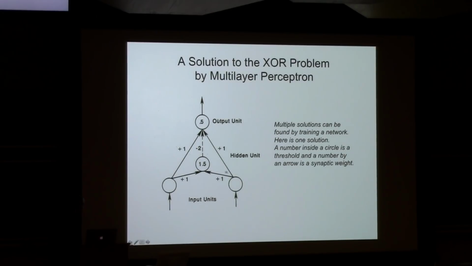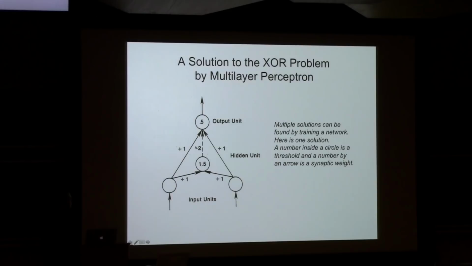In this particular example, the numbers inside the circles are the thresholds of the units, and these other numbers are the weights. Suppose you have only one input. This weight is one, so the total input is one, which is over the threshold of 0.5 to drive the cell active. If you have no input, there's nothing happening here. This is a 0.5 output threshold. If your total input is zero, it's quiet.